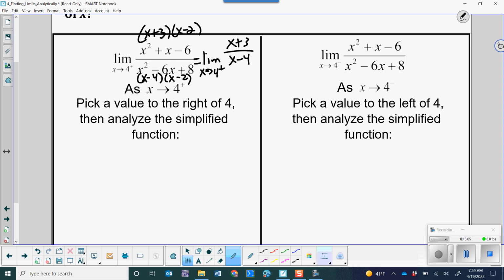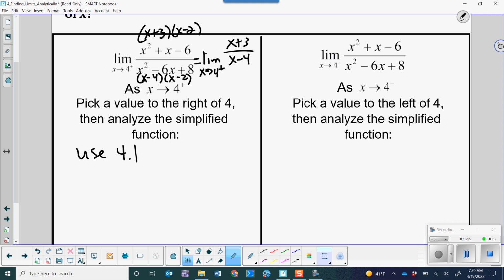So all I need to do to figure out whether it's positive or negative infinity is pick a number really close to 4, but to the right of 4, and see if I get positive numbers or negative numbers. That's the easiest way to figure it out. So a number close to 4, so use, say, 4.1.